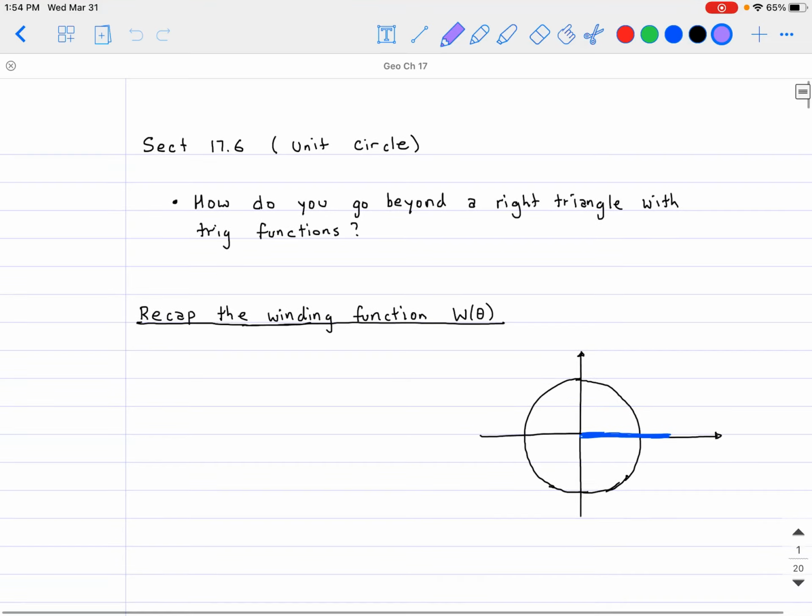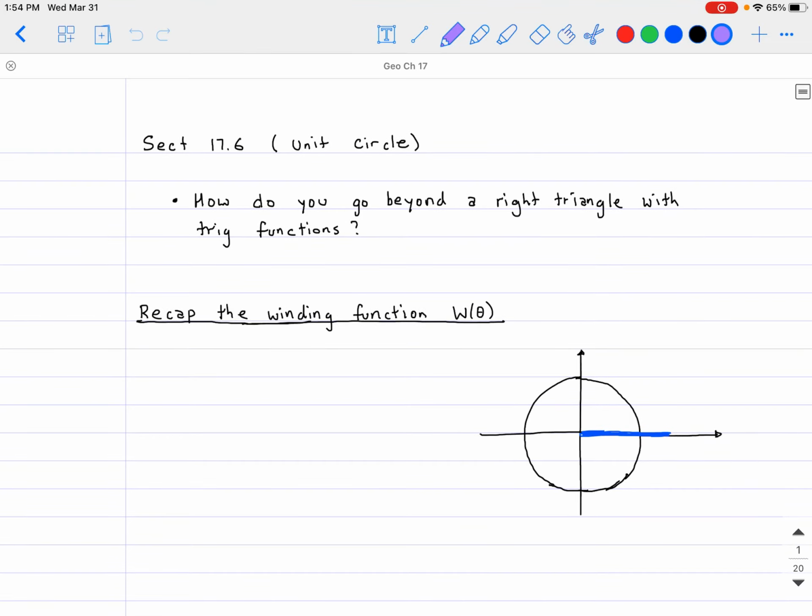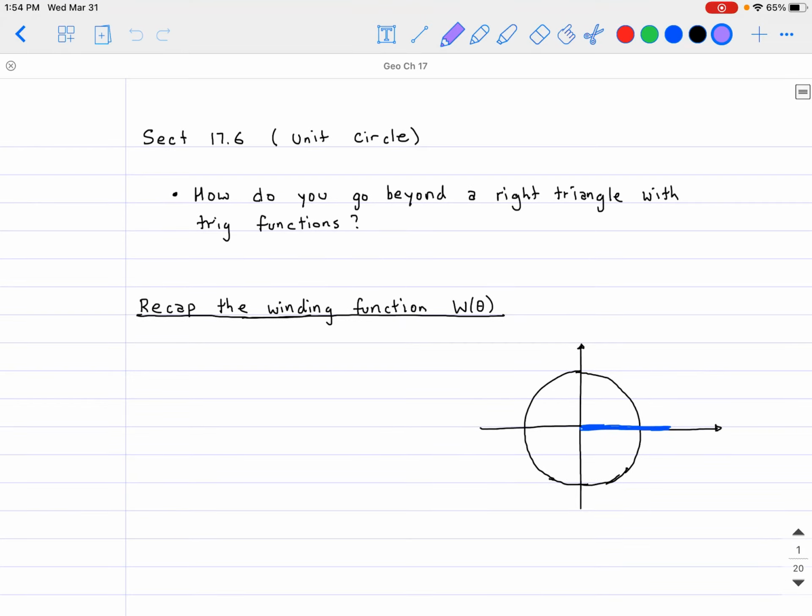So let's first recap what happened in the last section. In the last section, which is 17.5, we learned about something called the winding function. The winding function is basically a way you look at an angle. If you look at the picture underneath over here, you'll notice that we have a side which we are going to call the initial side. Because we're creating an angle, we need a side. So that's the starting point.